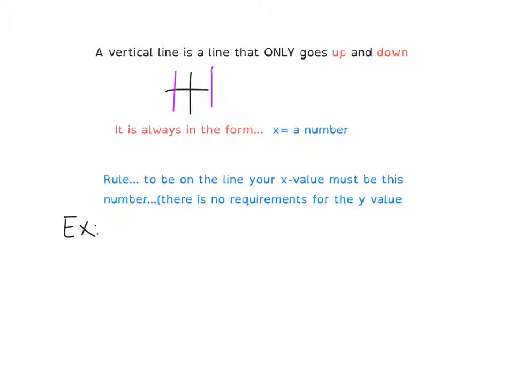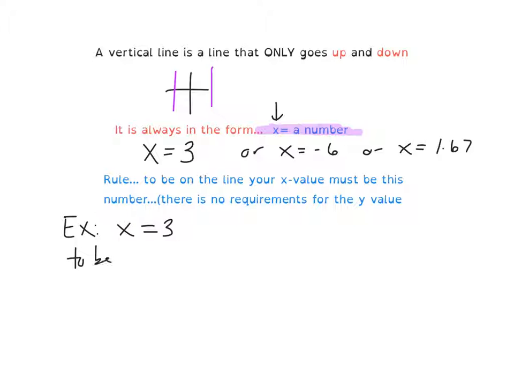Now it's always in the form of x is equal to a number. So for example, x is equal to 3, or x is equal to -6, or x is equal to 1.67. But it always has an x, and the other side is just a number. So the way that we look at this is that it's a rule. To be on the line, your x value has to be this number. So if we look at the example x equals 3, that's what we're saying.